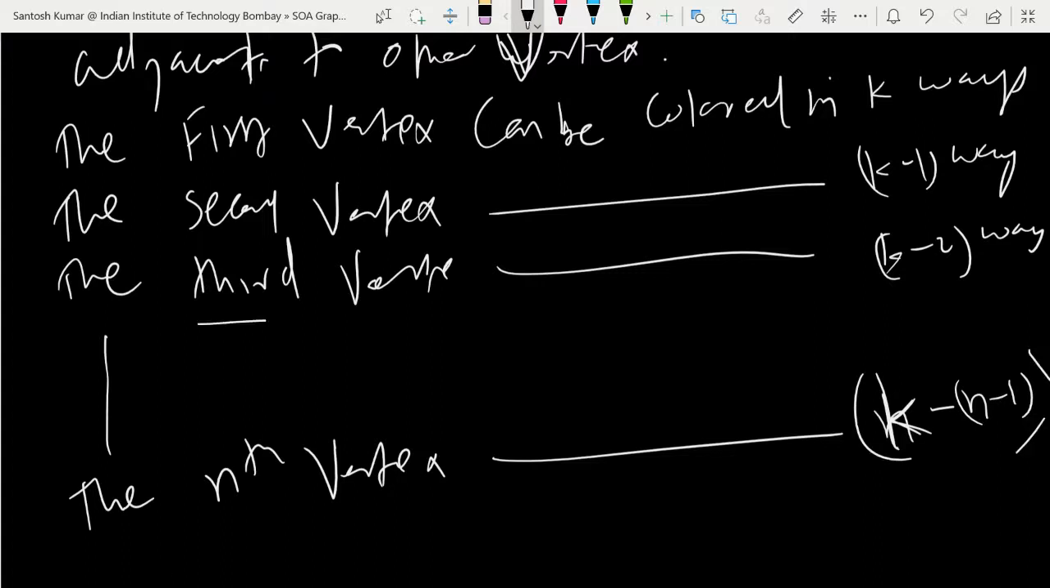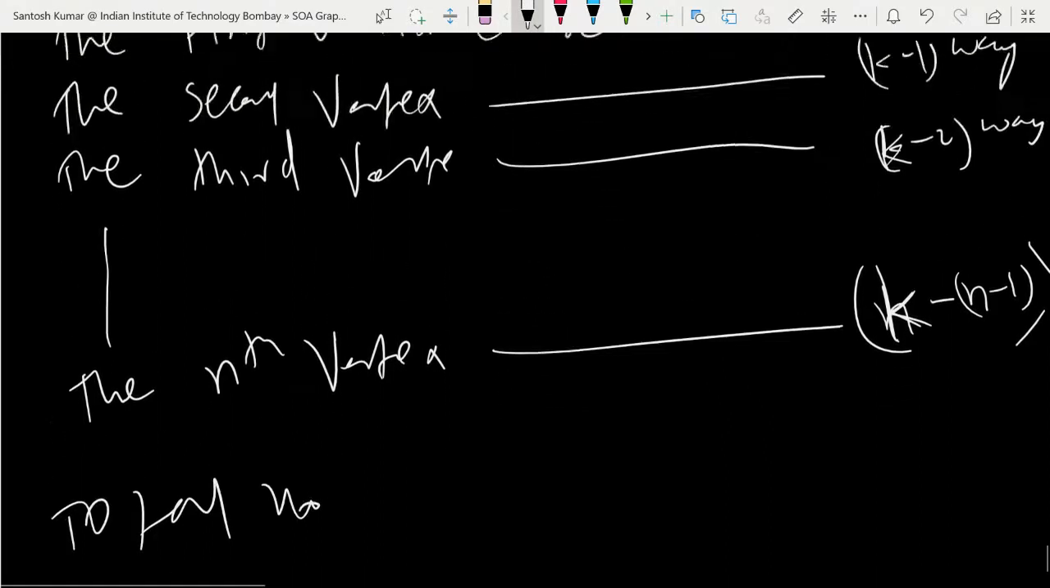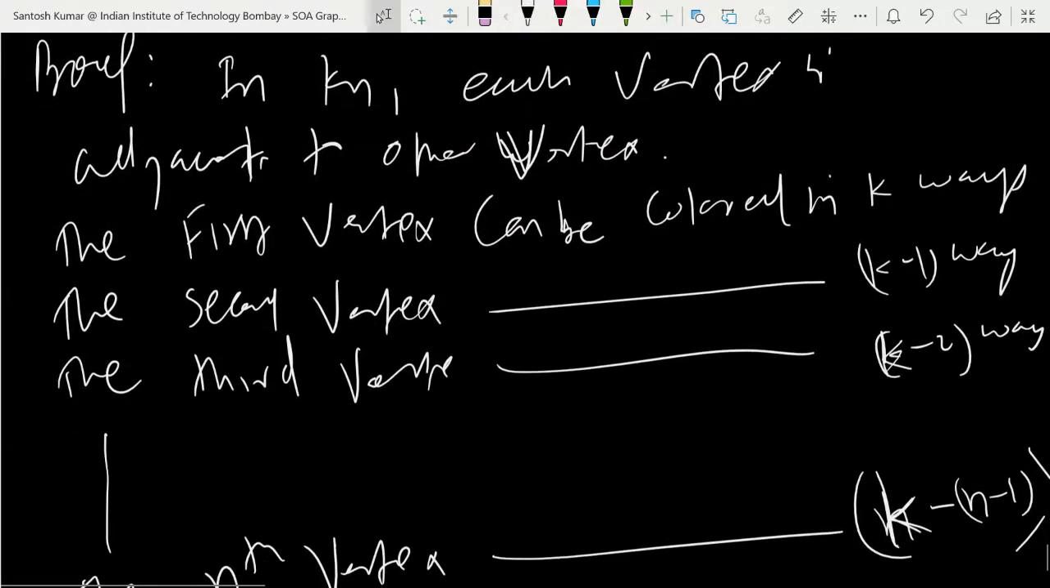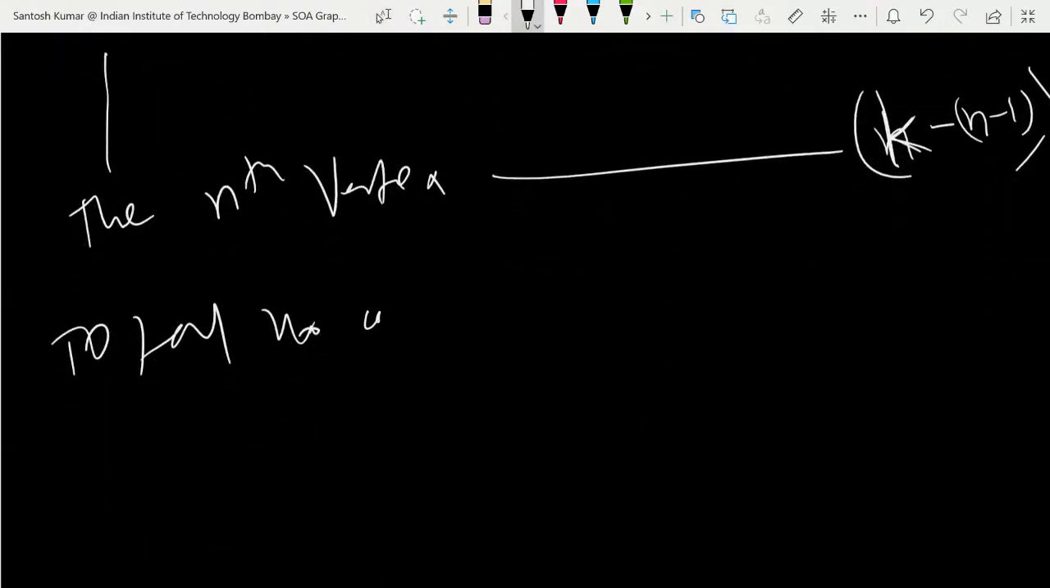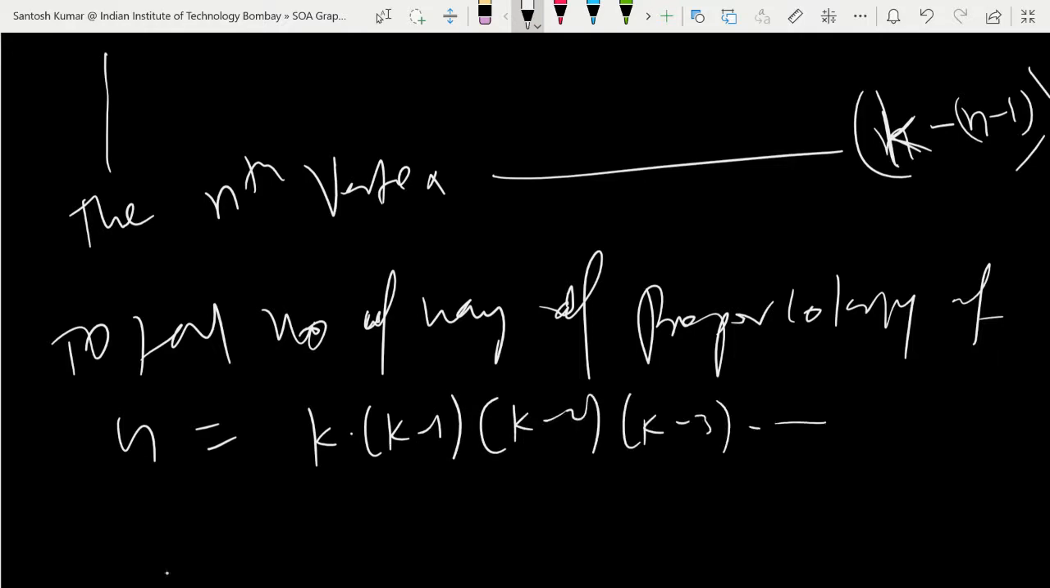Like this you can do. For the third vertex, suppose k minus 2. So you can observe the pattern. For the nth vertex, the last vertex, we have this choice. So for the total number of ways we apply the multiplication rule of counting. We have to color each vertex. So the total number of ways of proper coloring of G is k, k minus 1, k minus 2, k minus 3, and so on till k minus n plus 1. In brackets it's n minus 1. If you open the bracket, it's k minus n plus 1.